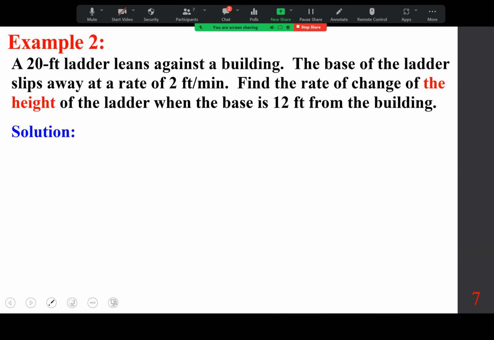A 20-foot ladder leans against a building. The base of the ladder slips away at a rate of 2 feet per minute. Find the rate of change of the height of the ladder when the base is 12 feet from the building. Perfect. So anytime we do word problems, it is important to have the setting, the drawing. So let's see how it looks.